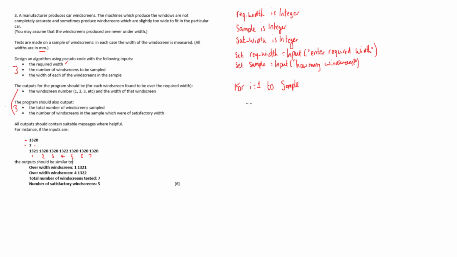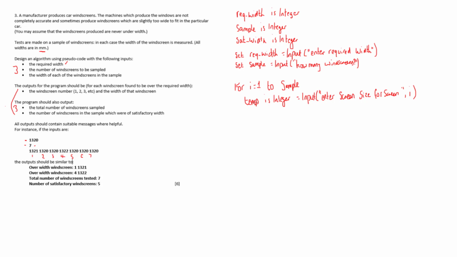Well, I want to create a temporary variable and get the user to input the windscreen size. So I'll make a temporary variable here. Temp is integer. Enter screen size for screen, comma, I. So that'll be enter the screen size for screen 1. Then I'll iterate screen 2, screen 3, screen 4, screen 5, screen 6, screen 7, and stop there.